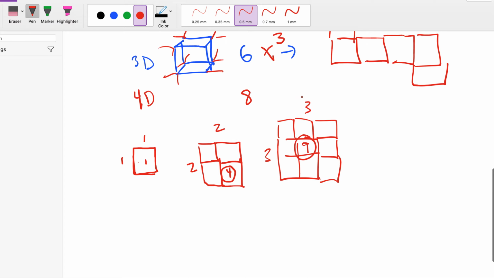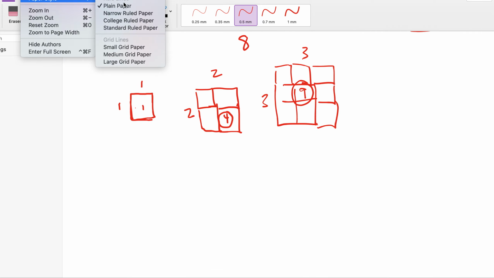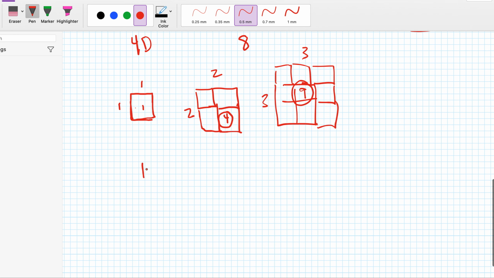So these are what we consider in algebra perfect squares. Perfect squares will make a perfect square without chopping little pieces of bricks up. So we can continue 1 by 1, 2 by 2, 3 by 3, 4 by 4, 5 by 5, and most of us know these.